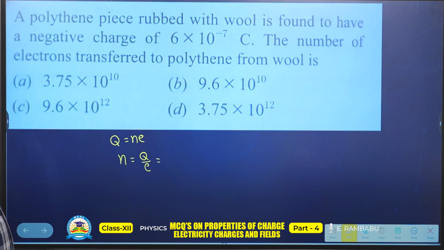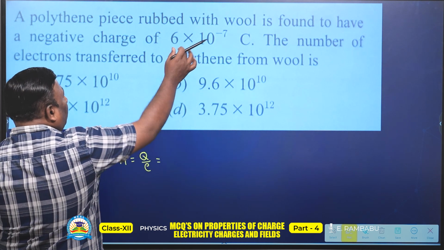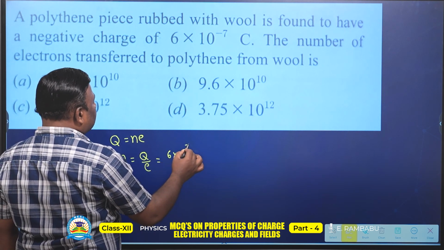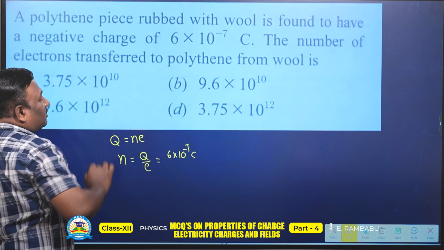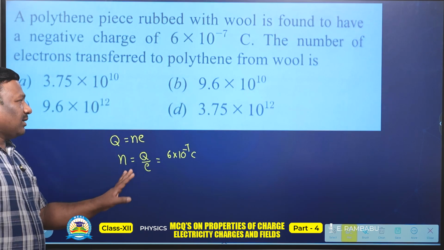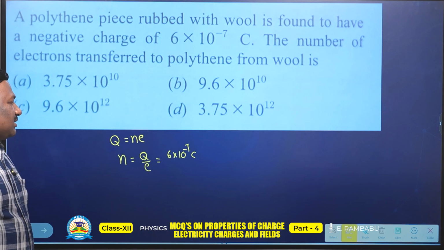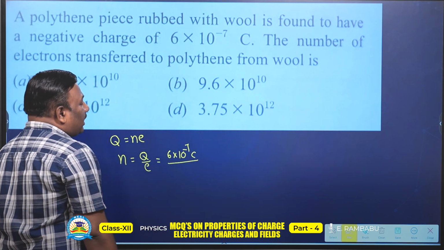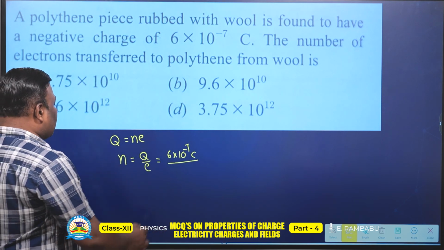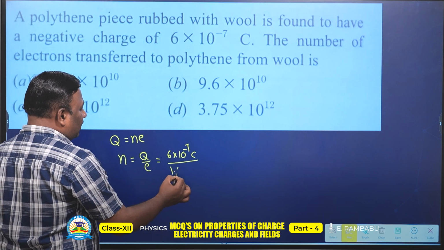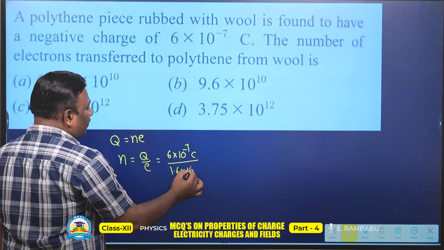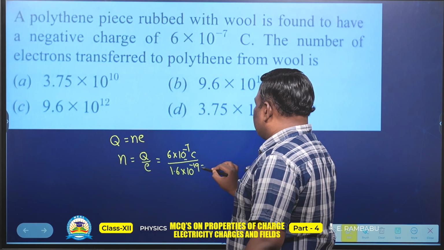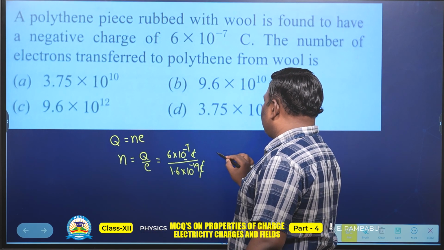Here the Q value is given, how much charge is obtained: 6 into 10 to the power minus 7 coulomb. Actually it is negative charge because electrons are gained, but we take only the magnitude of charge. 6 into 10 to the power minus 7 coulomb divided by the charge of electron, which is 1.6 into 10 to the power minus 19. The charge is taken in coulombs, so coulomb can be cancelled.